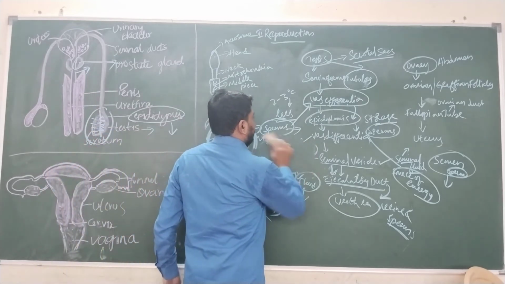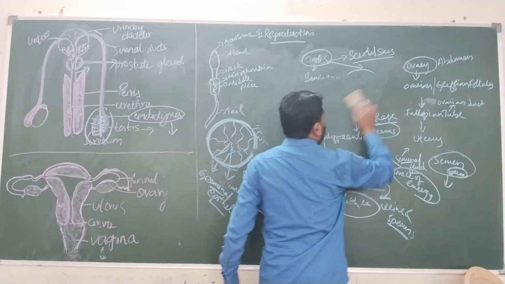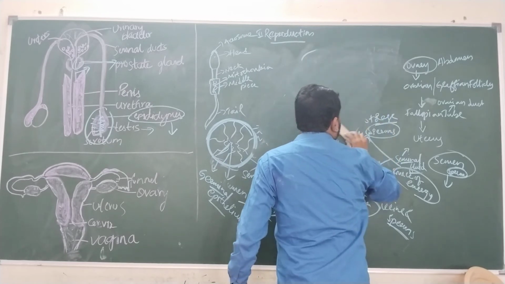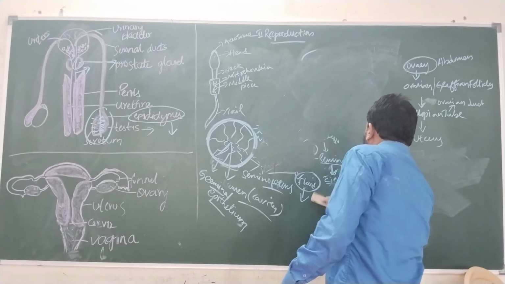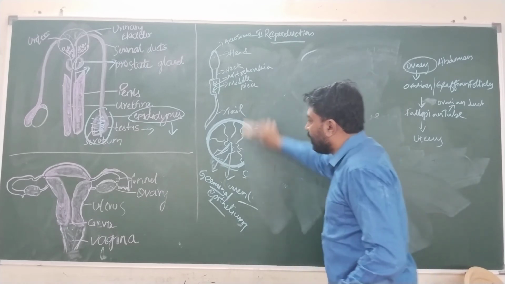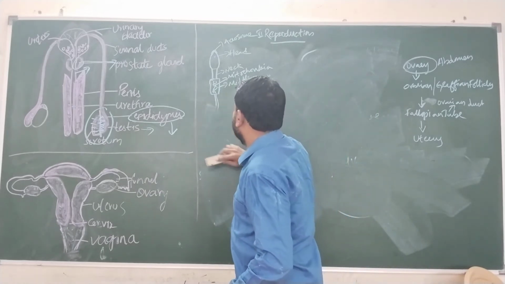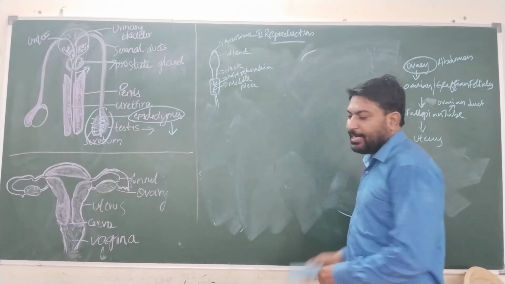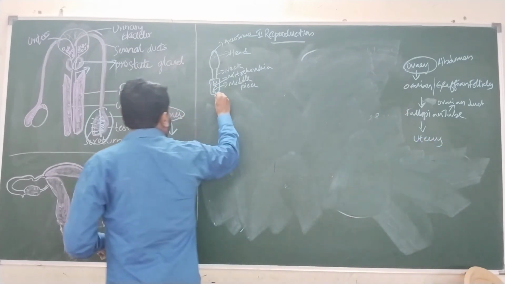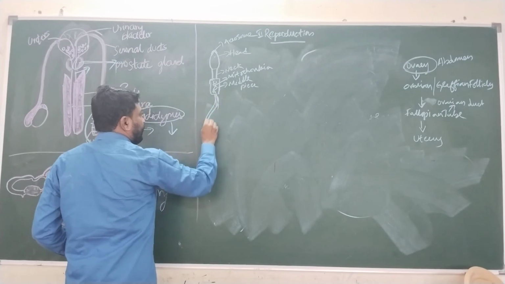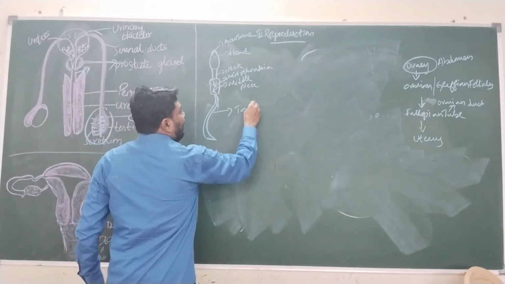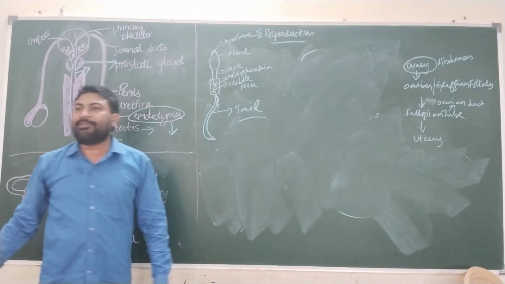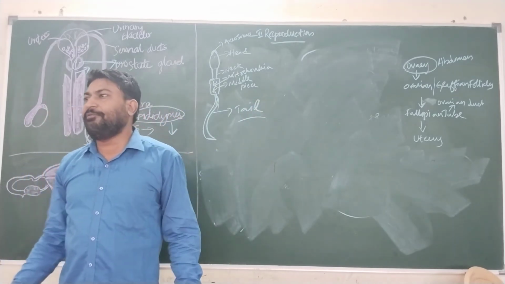So this is about the male reproductive system, and males produce sperms throughout their lifetime. Males start producing sperms at the age of 13 to 14 years, or 14 to 15 years, depending on their body size and shape, and they are produced throughout their lifetime, that means until their death.